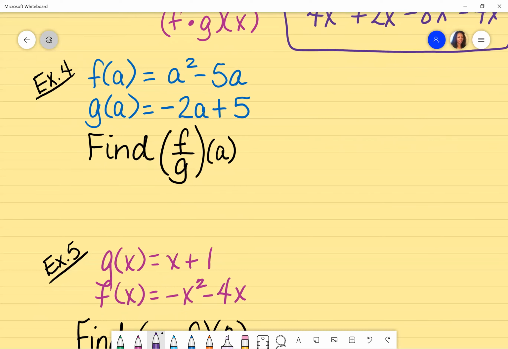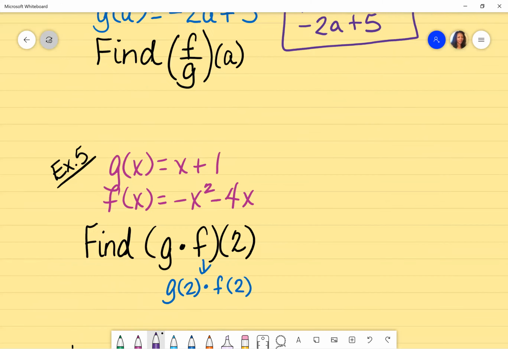Example 4, I am asked to divide. Now this one is easy, because you don't have to simplify it any further. You are literally taking f of a, which is a squared minus 5a, and you are literally dividing it by g of a, which is negative 2a plus 5. That's it.